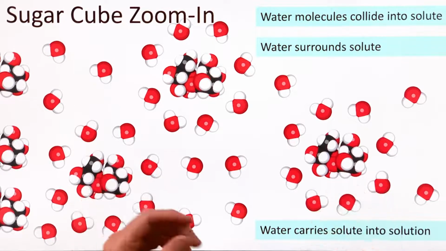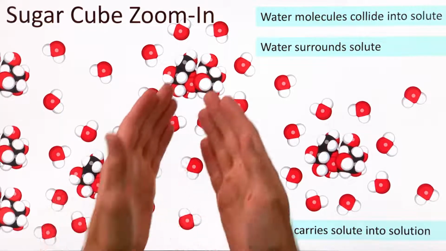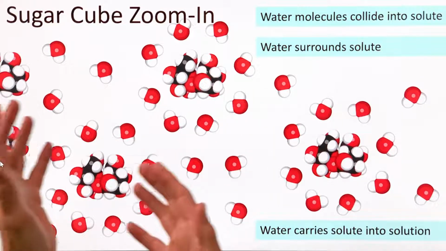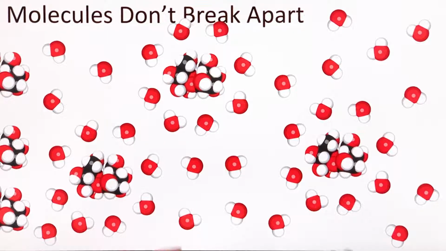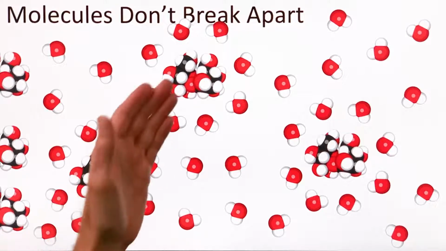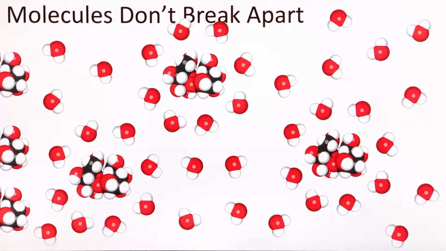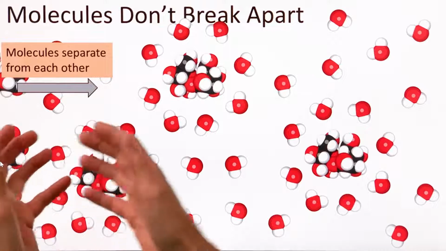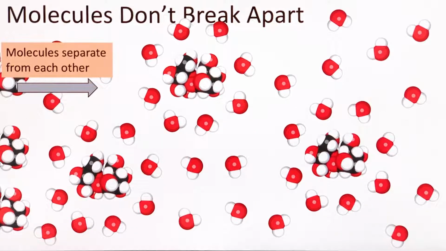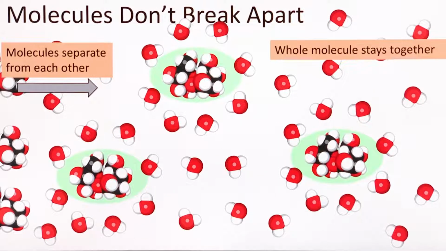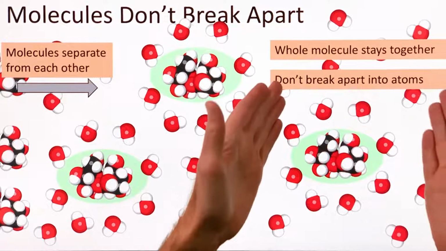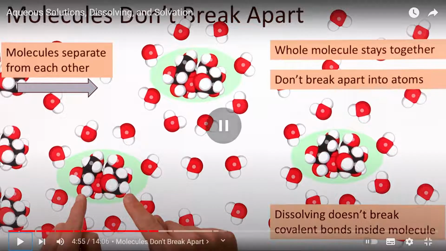And this is what's happening at the atomic level as sugar dissolves. All of these sugar molecules are coming apart from each other, and they're getting surrounded by water molecules, and they're floating off into the solution. Now notice one thing about how the sugar molecules float away. This is super important. The sugar molecules separate from each other, but the whole molecule stays together. The molecules don't break apart into their atoms.